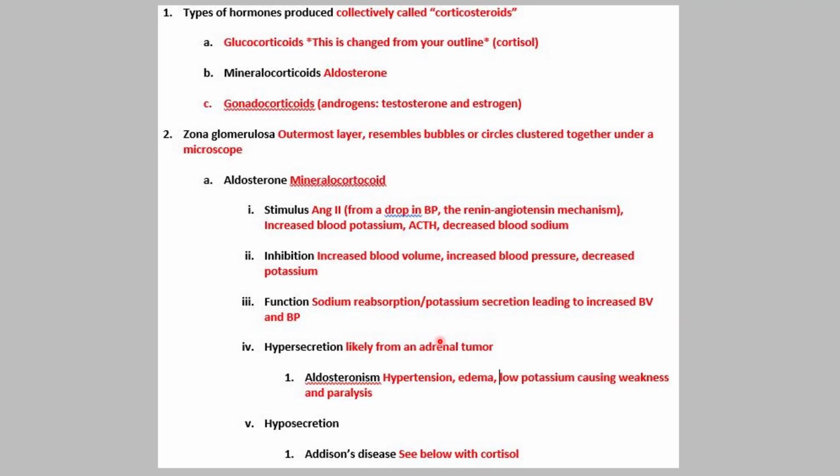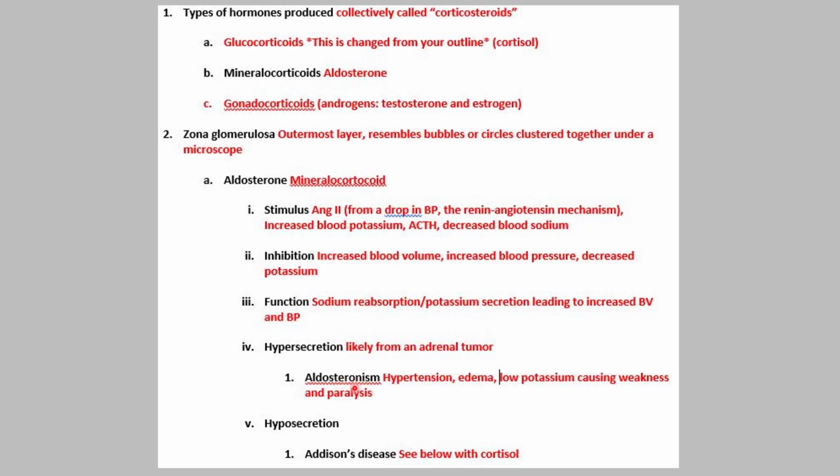Now, what happens if we have too much or not enough aldosterone? Hypersecretion of aldosterone, likely coming from a tumor in the adrenal gland. If you have a tumor in the adrenal gland, one of the things that might happen is you might make too much aldosterone. That's called aldosteronism, or sometimes you will see it called hyperaldosteronism.